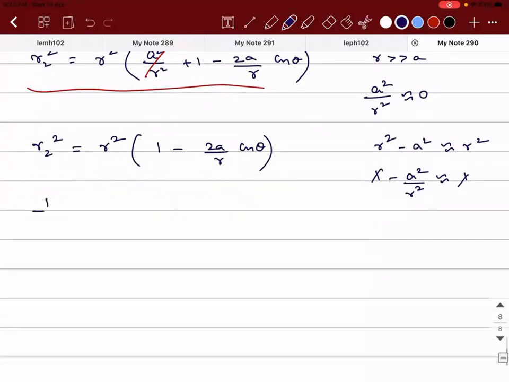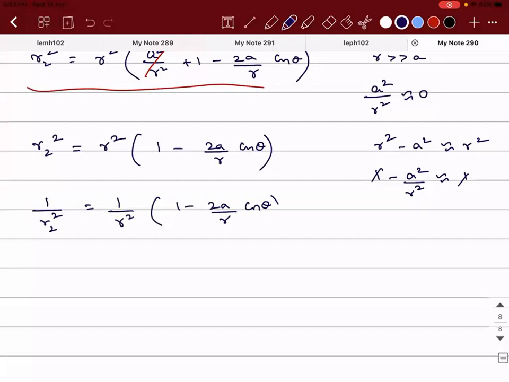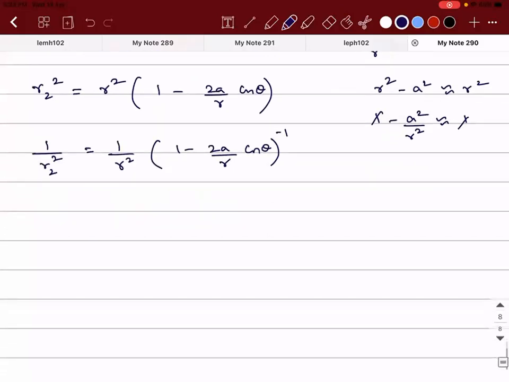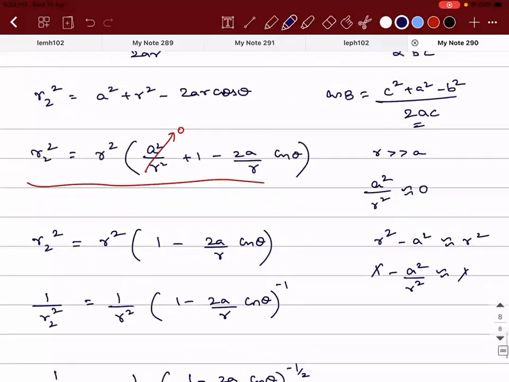But as I told you, we need 1 by R2. So 1 by R2 square, I can write it as 1 by R square into, observe the way I'm writing, 1 minus 2A by R cos theta to the power of minus 1. It is the reciprocal, not the inverse. So I will take 1 by R2. 1 by R2 will be equal to 1 by R into 1 minus 2A by R into cos theta to the power of minus half. Okay.